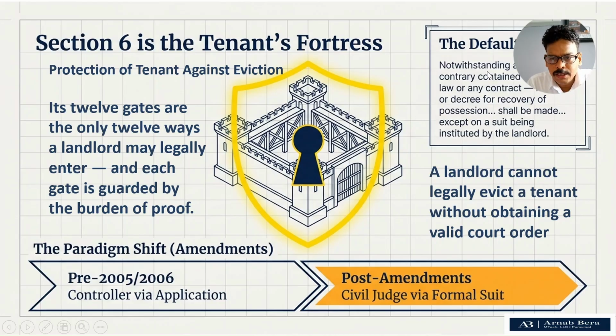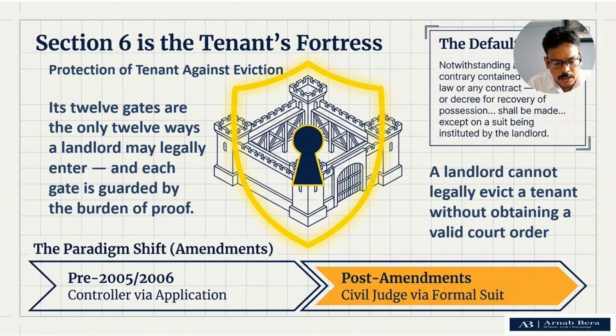The default rule is: notwithstanding anything to the contrary contained in any other law or any contract, no order or decree for recovery of possession shall be made, except on a suit being instituted by the landlord. So a landlord cannot legally evict a tenant without obtaining a valid court order.